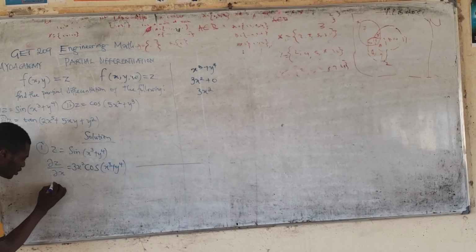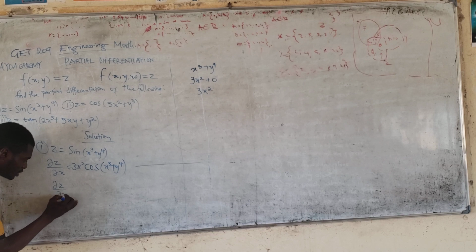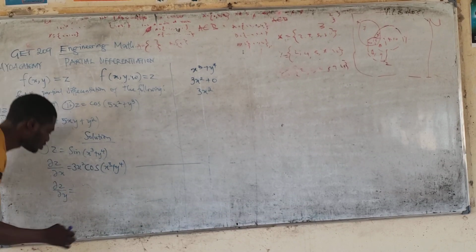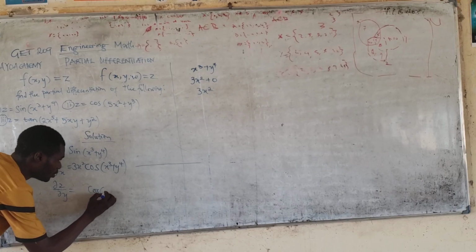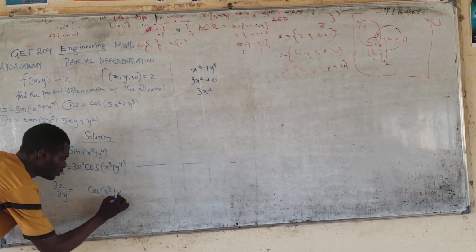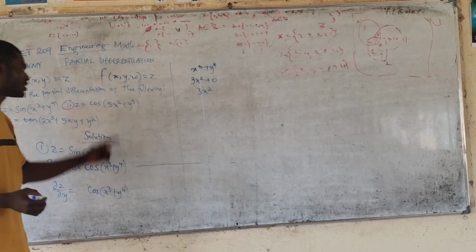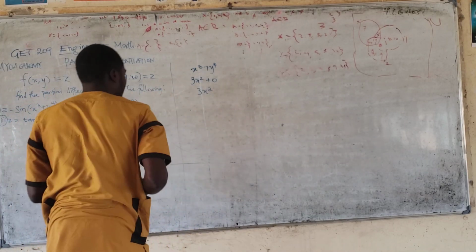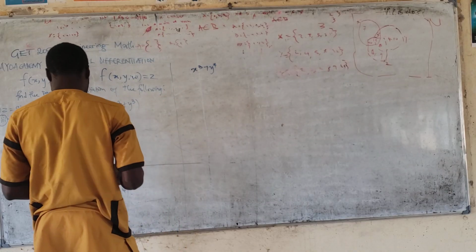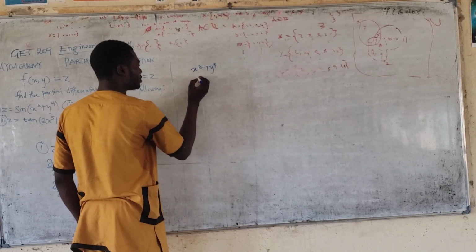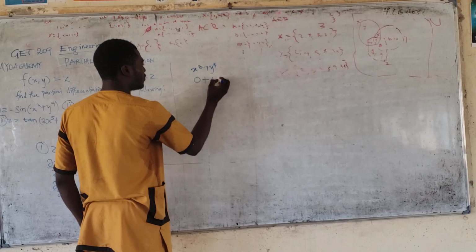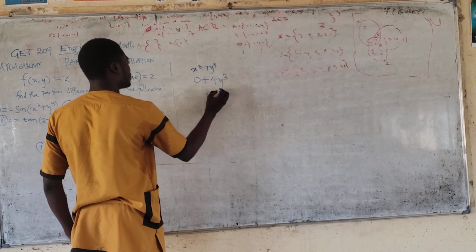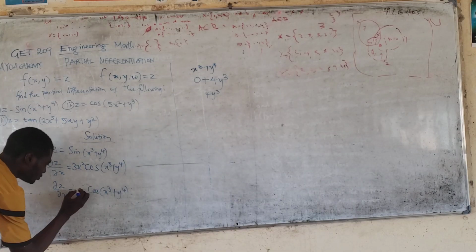Now, if you are to do dz over dy, the same process. Differentiating this one will give us cos of x raised to power 3 plus y raised to power 4. Then we differentiate the inside, but not with respect to x again; we are differentiating with respect to y. So this one will become 0, and this one will become 4y raised to power 3, which is 4y cubed. So which is this one.